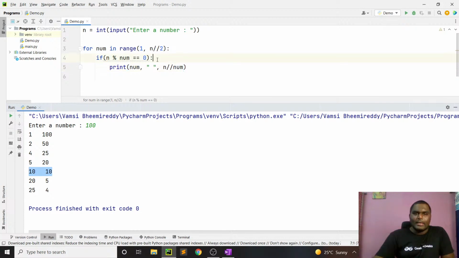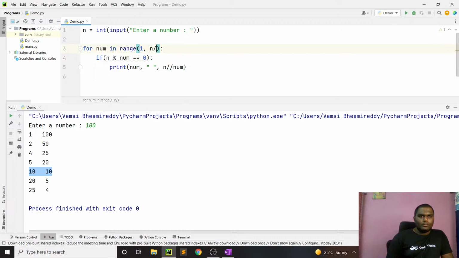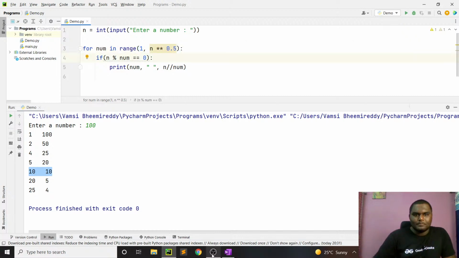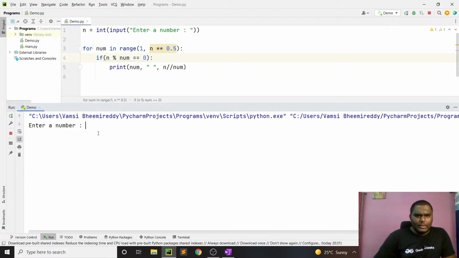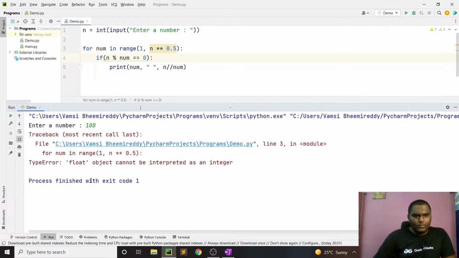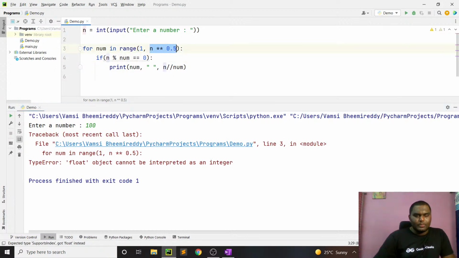Okay, let's say n power 2, sorry, it's like n power 0.5. So why? Because, basically, let's say, why is it red marked? Yeah, it is saying something. Okay, you need to convert this into the integer type.